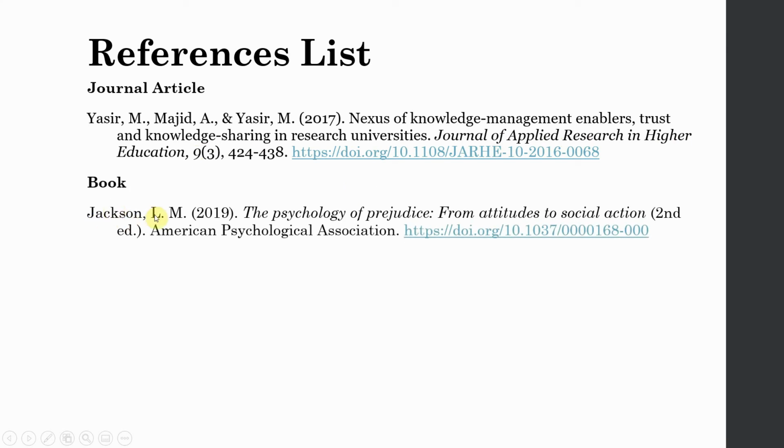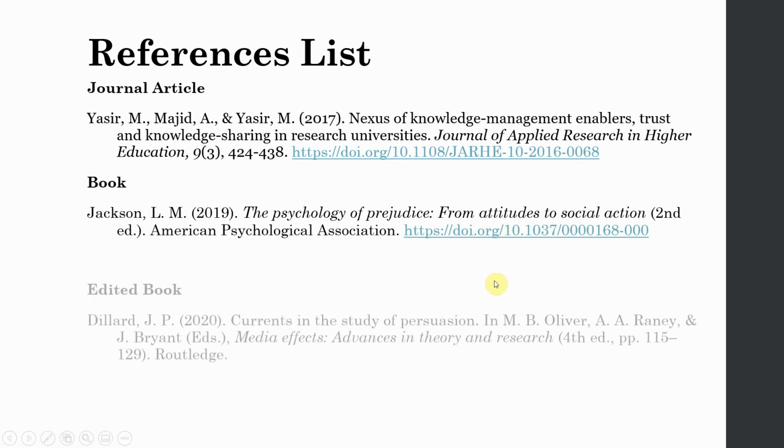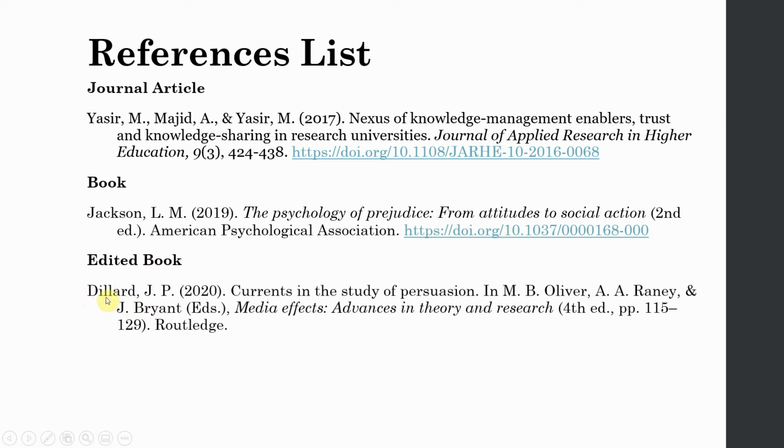Book, again last name, first name, middle name. The year, the title in italics, and who published it, and then the DOI. And finally the edited book, again the last name, first name, middle name, that is the initials of the first and middle name. Again the last name and the initials of the first name. This is the title of the chapter in this particular book, and these are the editors of this particular book. This is the edition, and these are the page numbers by Routledge.